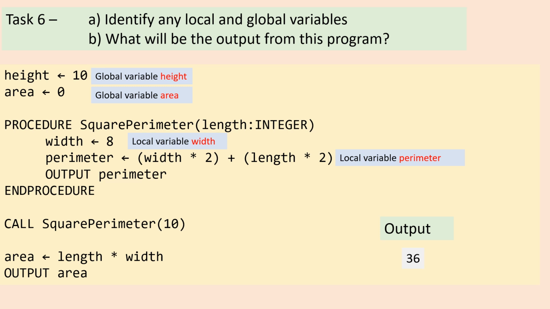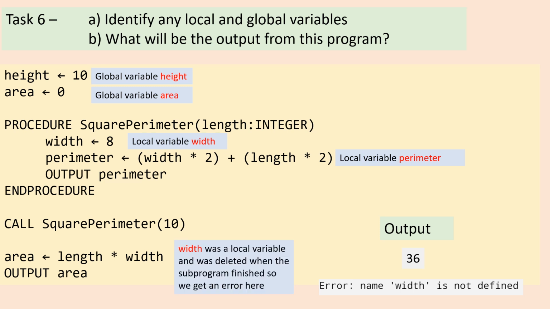So area is length times width. Now we've got a problem here because length was one of our parameters. That no longer exists, and width was a local variable which also no longer exists. So when we try and output area, we don't even get to that because we can't work out what area is because we don't know what these two are because they don't exist anymore. So we're going to get an error. Area width is not defined. Width was a local variable and deleted when the subprogram finished, so we get an error here.